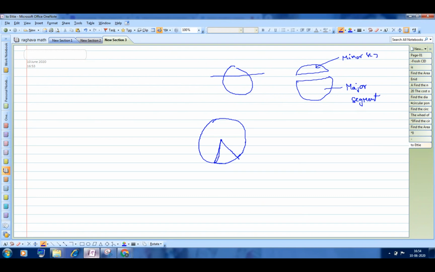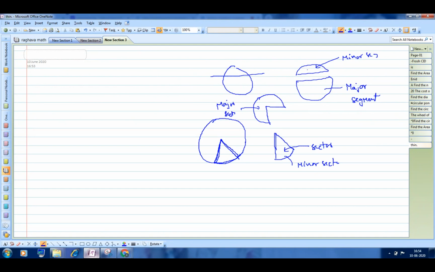If you cut the circle like this, how many people are interested in pizzas? This is called a sector. A sector is a part of the circular region of the plane enclosed by an arc with its radius. So this is called the minor sector, and the remaining part will be like this. This is called the major sector.